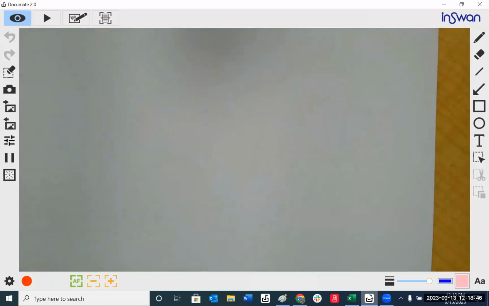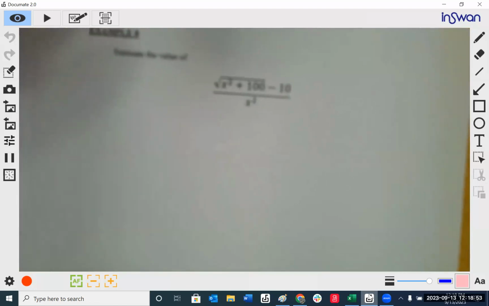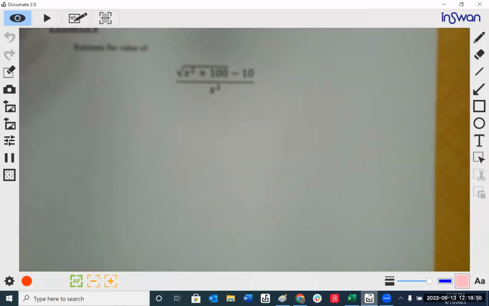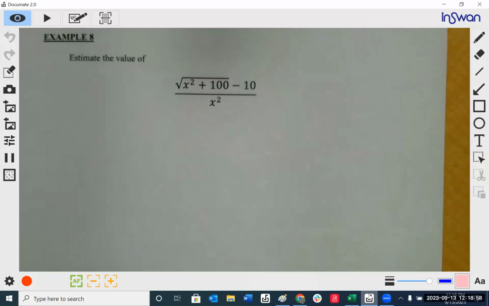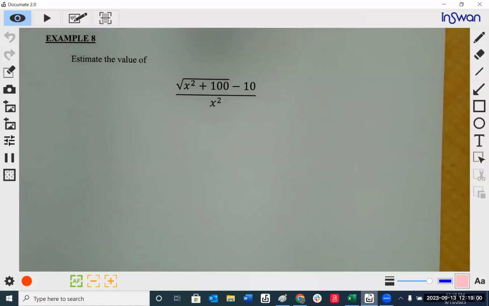Is there another example sheet? Let me see. Yes. Okie doke. Do that one.